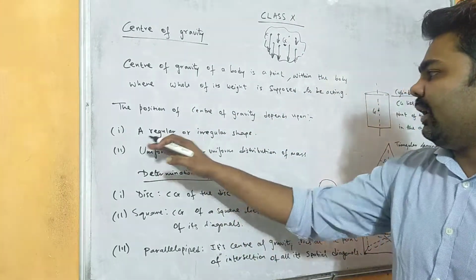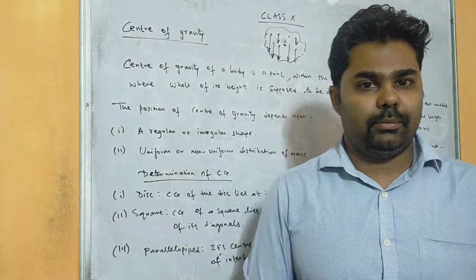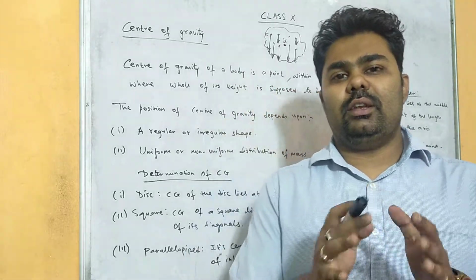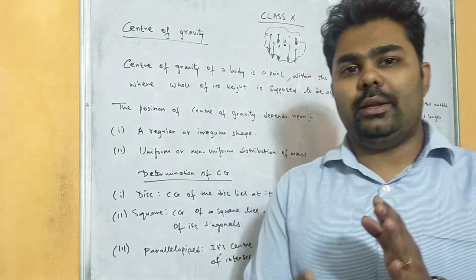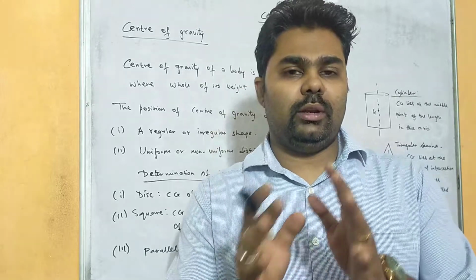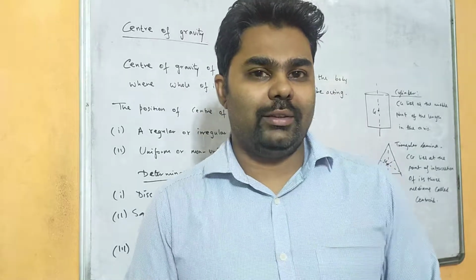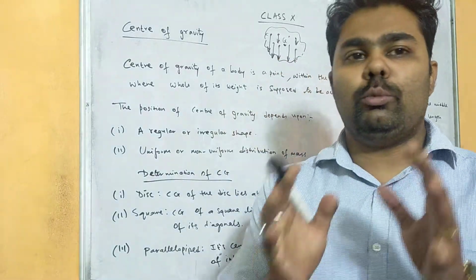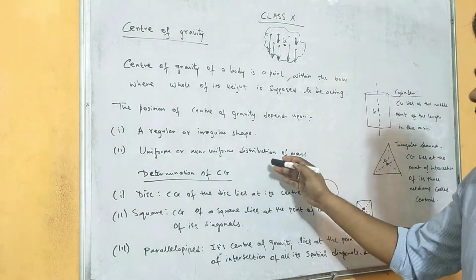It depends upon a regular or irregular shape. That means the shape is a regular shape or an irregular shape. If it is a regular shape, there will be uniform distribution of mass, and if it is an irregular shape, there won't be any uniform distribution of mass, right? So it is very easy to balance a regular shape object, though there are ways to find the center of gravity of irregular shapes also. One by one we will see how to balance a regular shape.